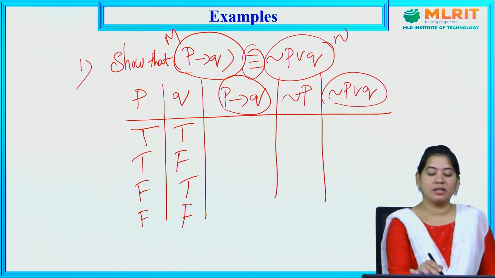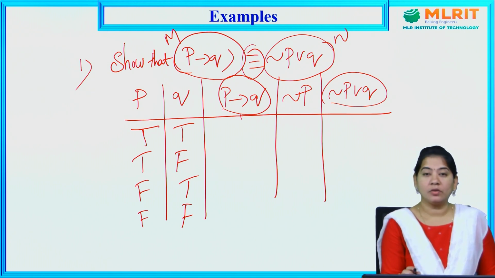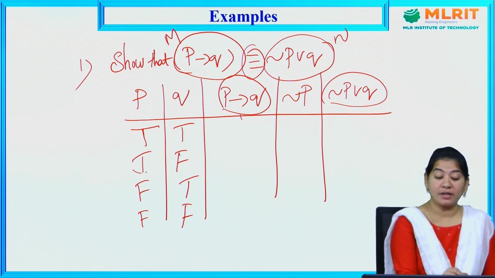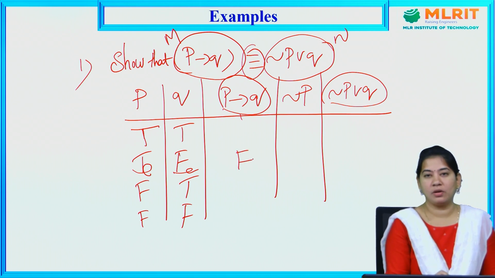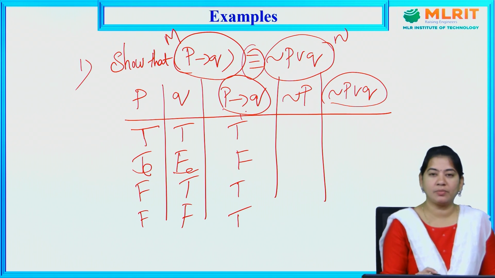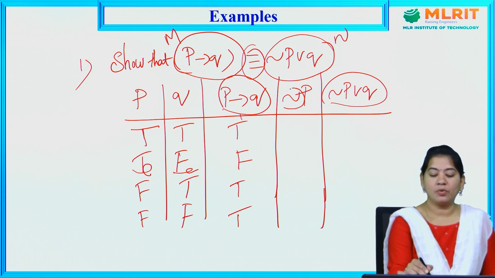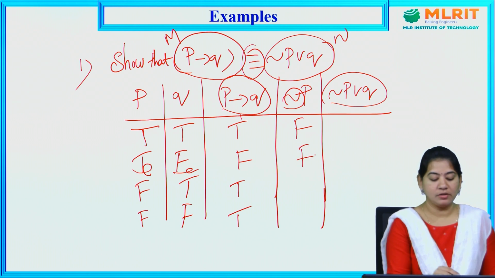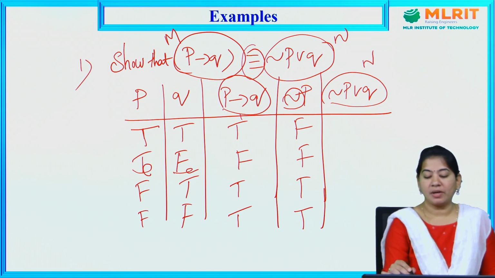P implies Q is an implication statement, or we can also call it a conditional statement. The truth table for this conditional statement is: if the first statement is true and the second statement is false, the resultant value is always false, otherwise you get true. This is the condition for constructing the truth table of implication. Now negation P. Negation means the opposite of the statement P. If you have true, you get false. If you have true, again you get false. Here we have false, then you get true, and again false gives true. This is negation P.